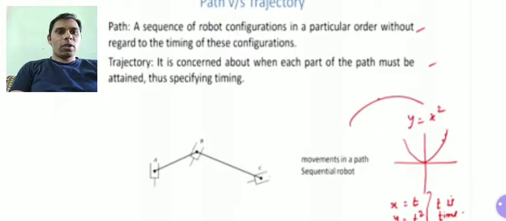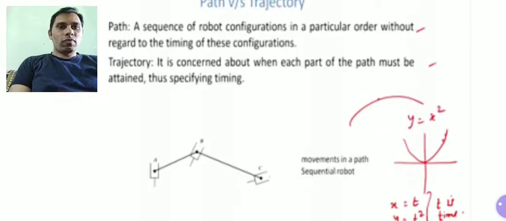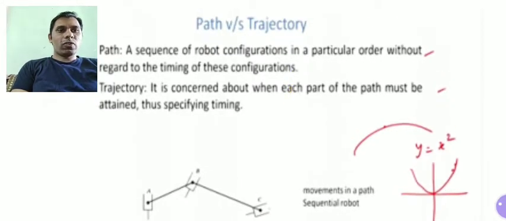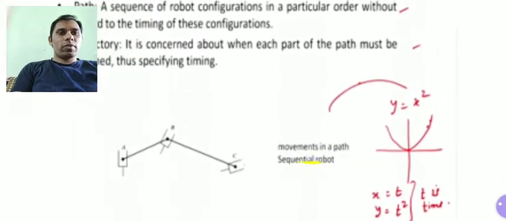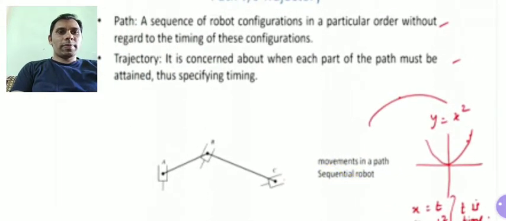First of all, we'll see the difference between the path and trajectory of your robot. A path is a sequence of robot configurations in a particular order, without respect to time. From one point to another point, you have defined one way, one path, but it is irrespective of time; that is called a path. But whenever that sequence of robot configurations, as it travels from one point to another point, is specified with respect to time, then that is called a trajectory.